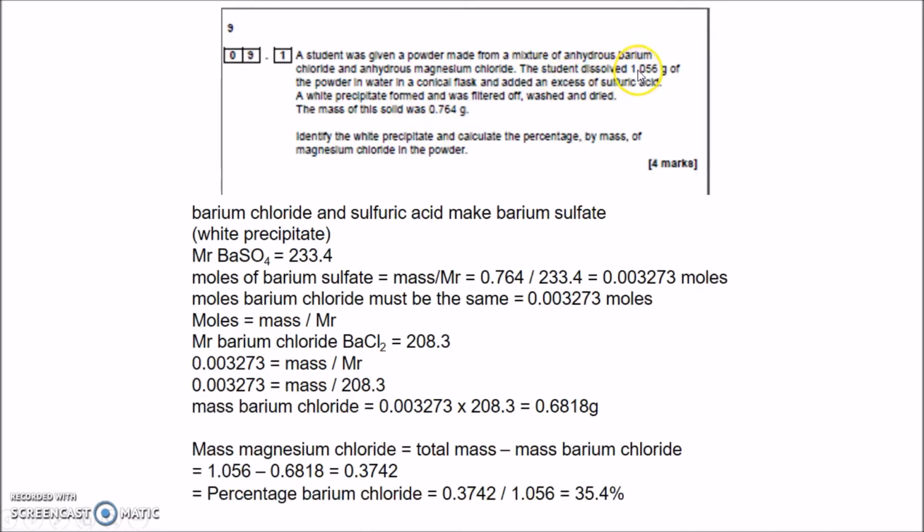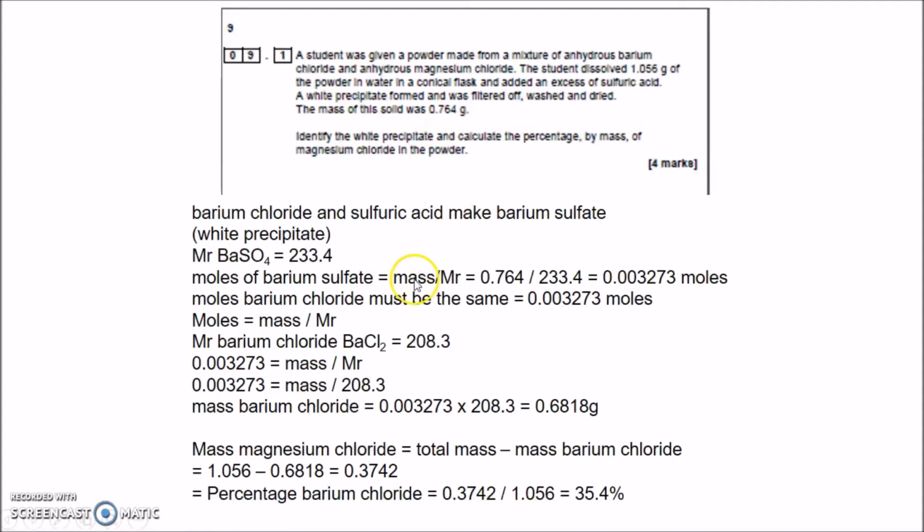Now the mixture had a mass of 1.056 grams. So I know the mass of the mixture, and I know the mass of the barium chloride in there. If I take the total mass of the mixture, 1.056, and I subtract the mass of the barium chloride in there, 0.6818 grams, I end up with 0.3742. That's the remaining thing in the mixture, which is magnesium chloride. So I've got 0.3742 grams of magnesium chloride. I've worked out the mass of magnesium chloride.